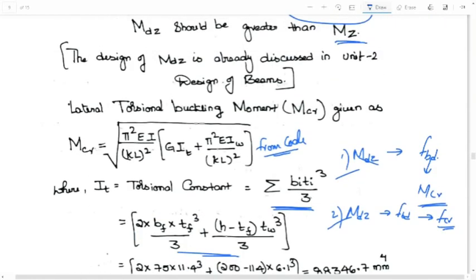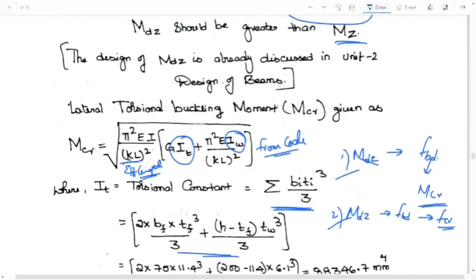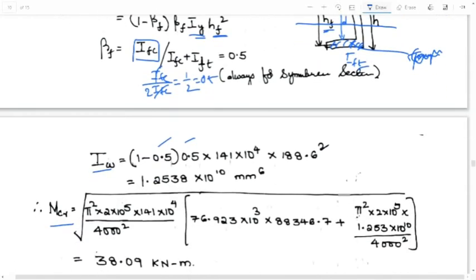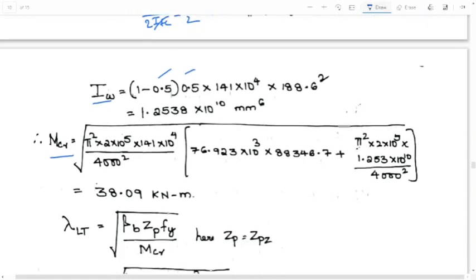What are the values? Iw I calculated, It I calculated. This is the effective length. This is simply supported. Therefore, K equals 1, K into L is equal to L, that is 4000. And E is this, and I is Iz, about Z. As you substitute all those values here, you get Mcr equals 38.09 kilonewton meter.